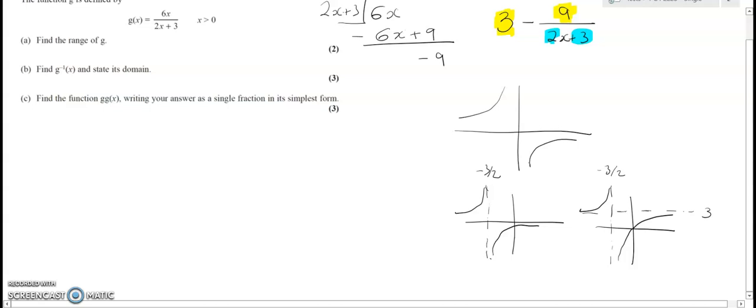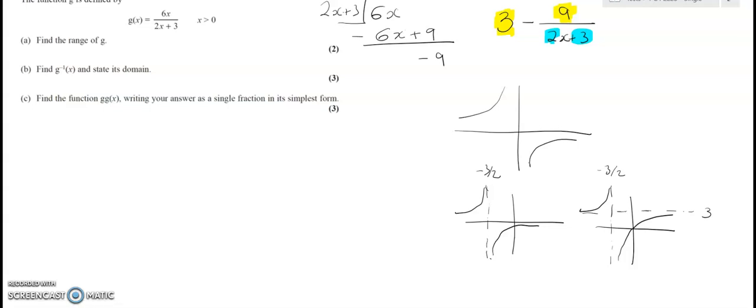So what happens to the graph from when x is greater than 0? Well, we can see it's between 0 and 3. So the range of this function is going to be between 0 and 3. With range questions, it's quite important that we have a look at the domain. Generally, the domain is given to you, so we're only interested in the function in that domain.